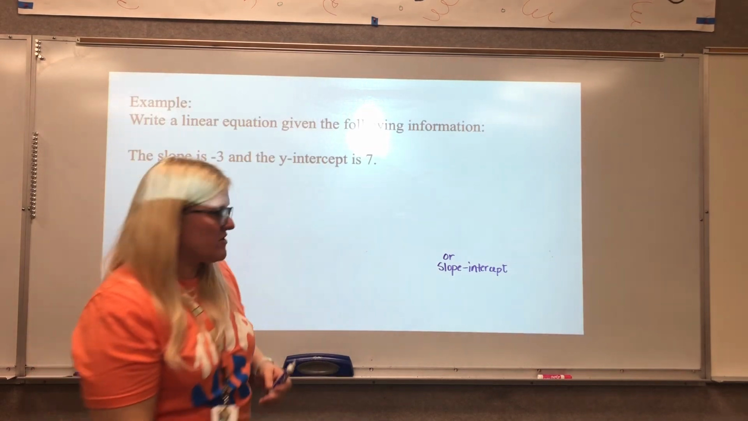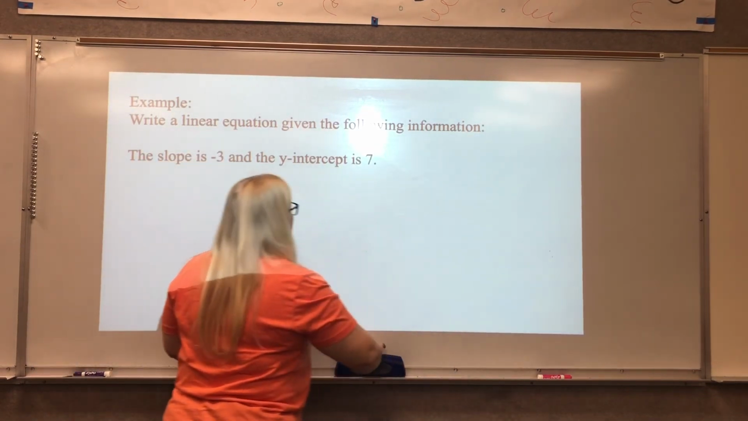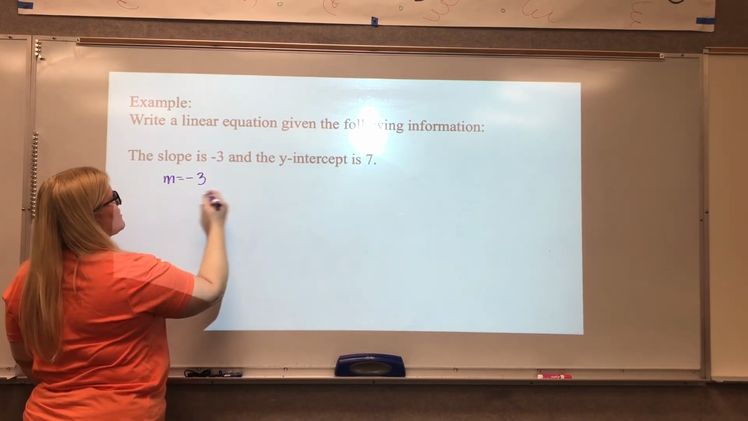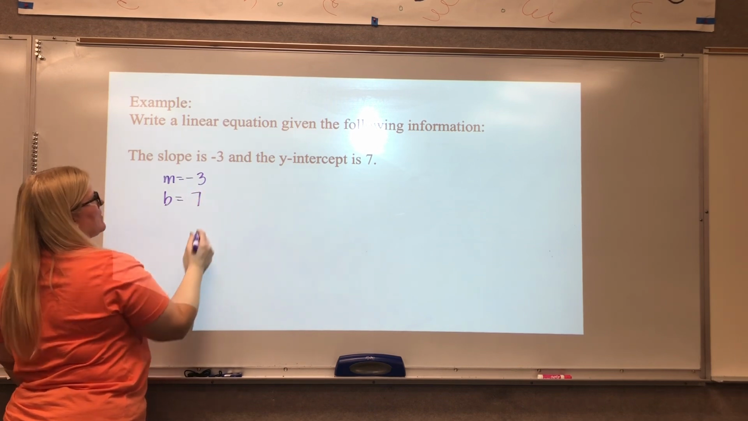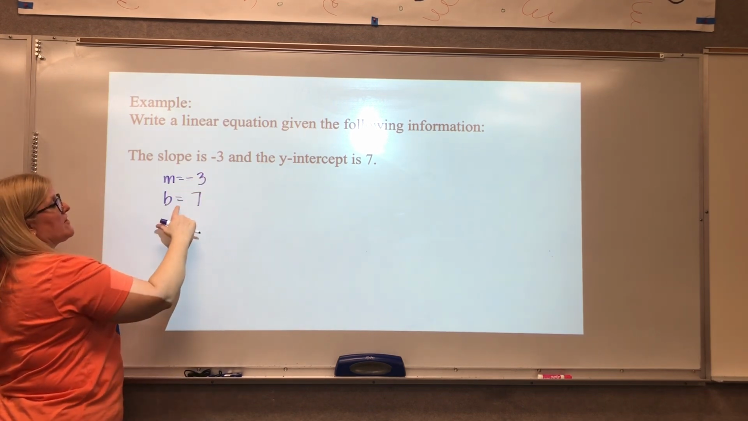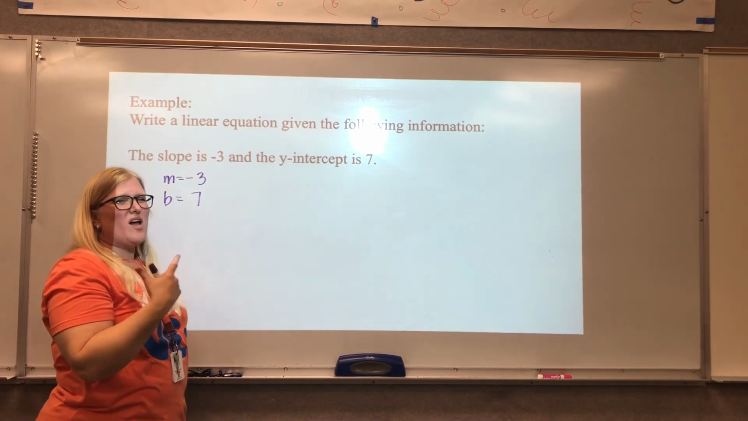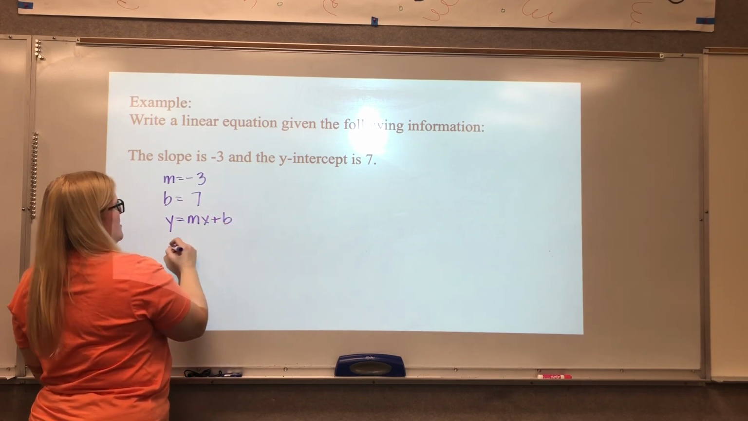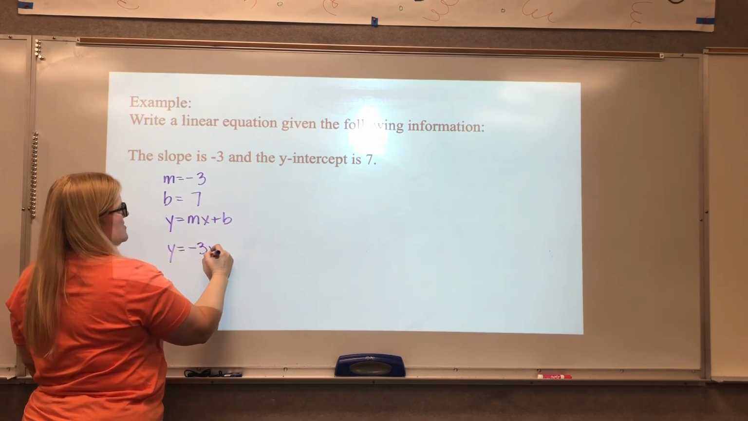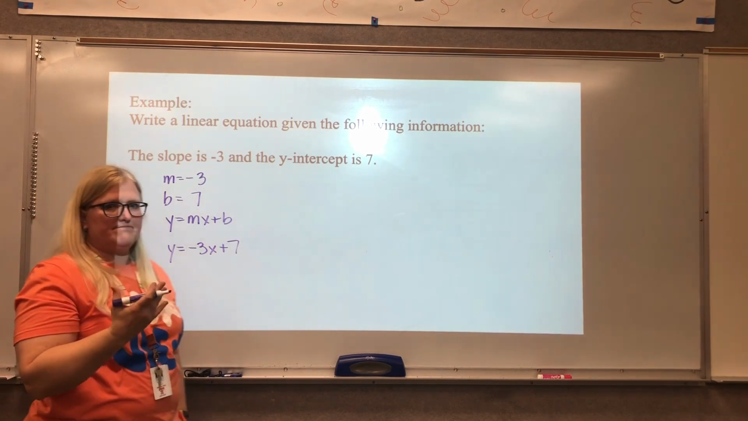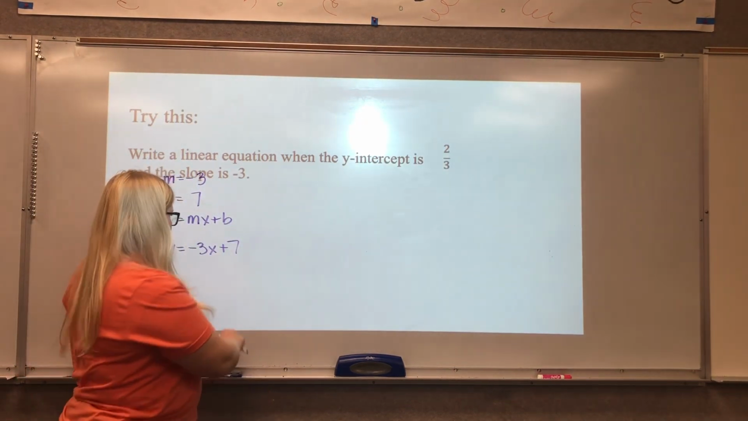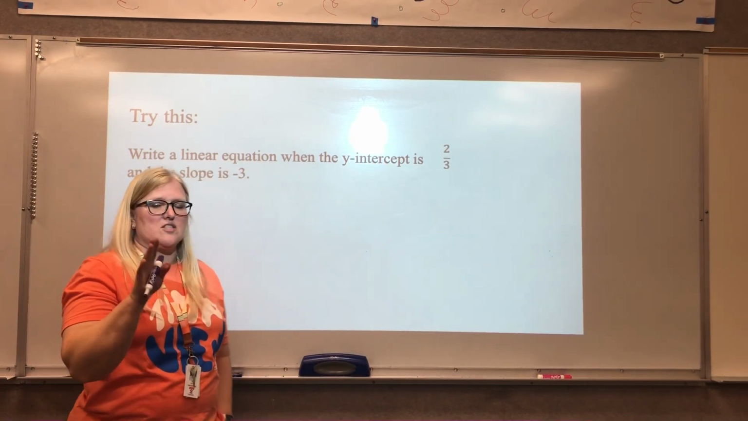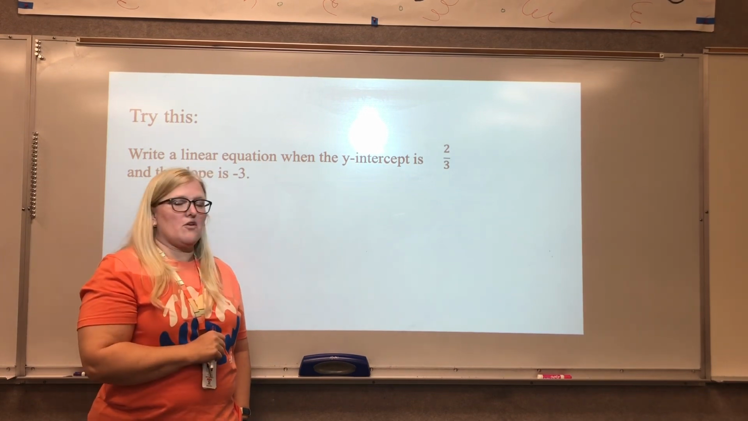Okay, so first of all, here I am given the slope, which is m, and the y-intercept, which is b. The slope is -3, the y-intercept is 7. So all I need to do is plug it in to y equals mx plus b. It's pretty straightforward. So y equals -3x plus 7. That's it. Go ahead and give this one a try. Read it carefully because I made this one a little bit tricky. So go ahead and pause the video now.